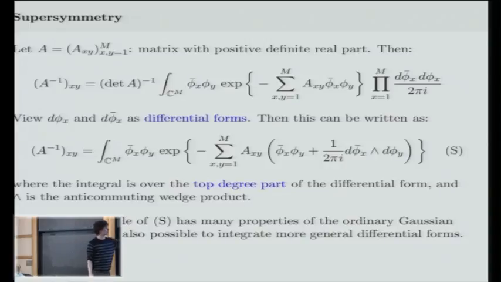Also, while the first line only made sense to integrate for ordinary random variables, or differential forms of degree 0, if you like, the second expression has a meaningful interpretation in terms of any differential forms, by simply multiplying the differential form by this integrand and then integrating the top degree part.